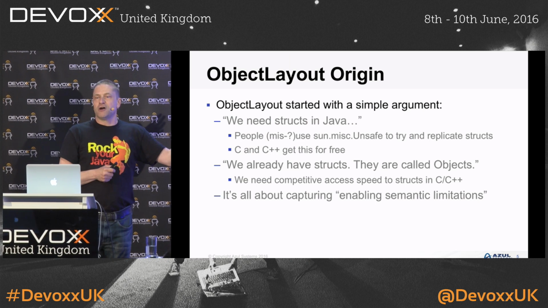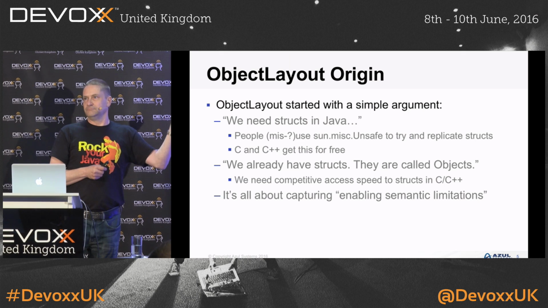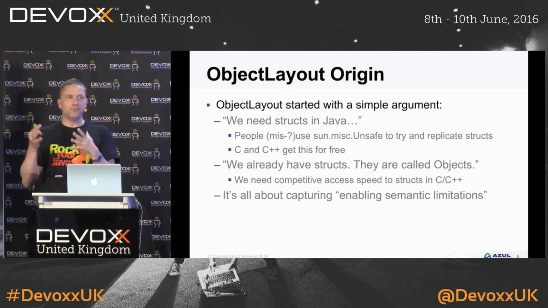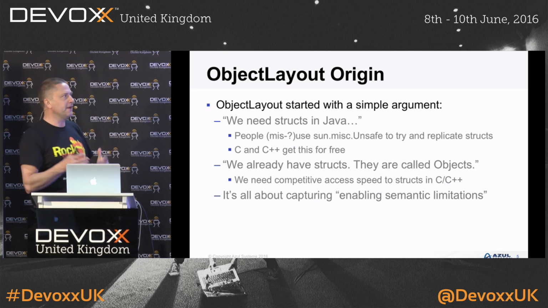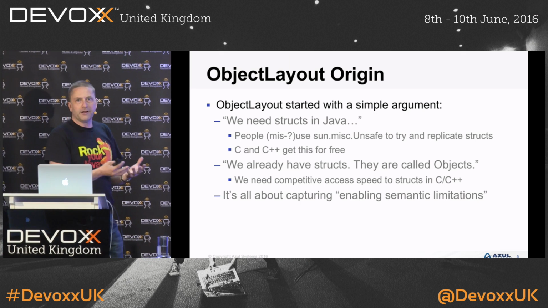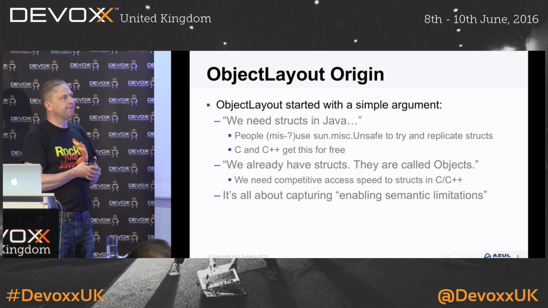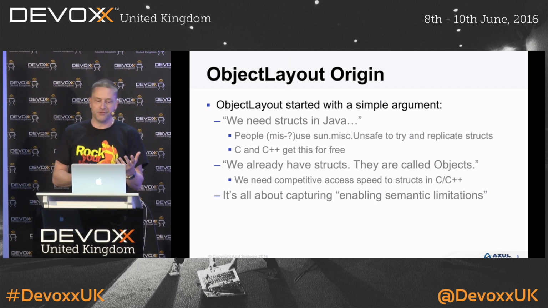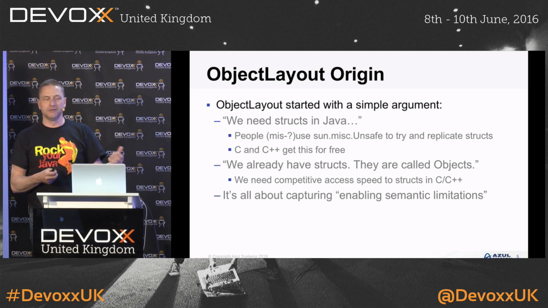And if you look at structs, everybody gets those for free in C and C++. They're just there. They're part of the language. We've all used them. We know what they are. And so why can't we have that kind of thing in Java? And the answer is, well, yes, we already have structs in Java. If you think about it, they're called objects.